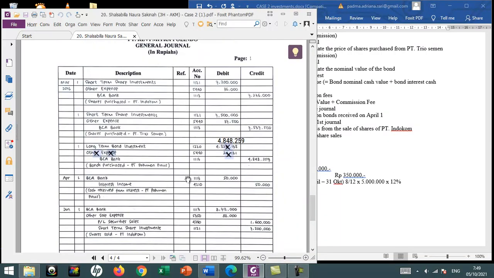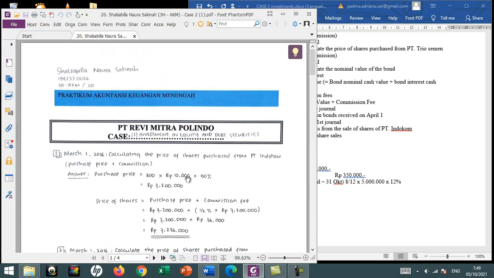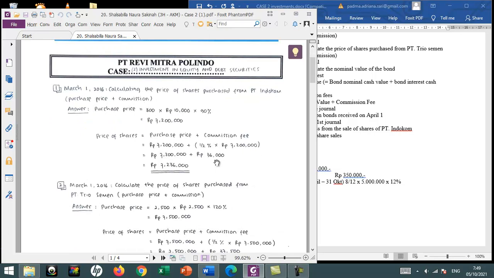Okay, thank you. Good job for this case because you already answered it correctly. If you have questions regarding this case, the answer, you can ask me through WhatsApp and I can help to explain to you. Okay, thank you.